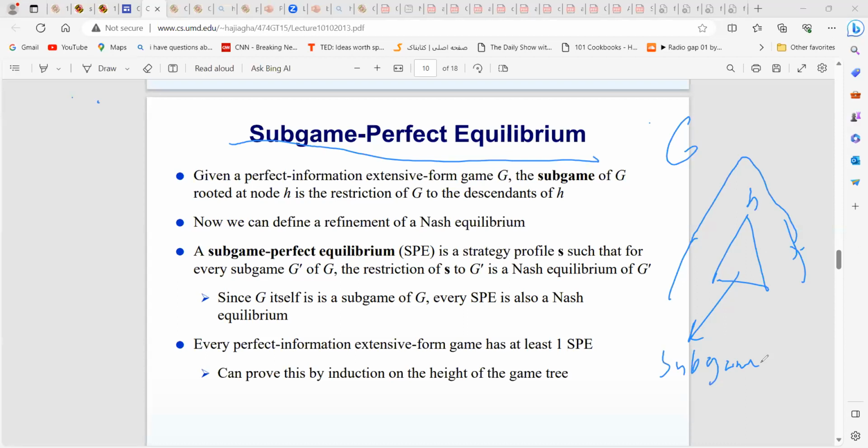Now, among all possible Nash equilibria, we try to get one which has special properties. And what are these special properties? A subgame perfect equilibrium, or we just say in abbreviation SP, is a strategy profile S such that for every subgame G prime of G, the restriction of S to G prime is a Nash equilibrium of G prime.